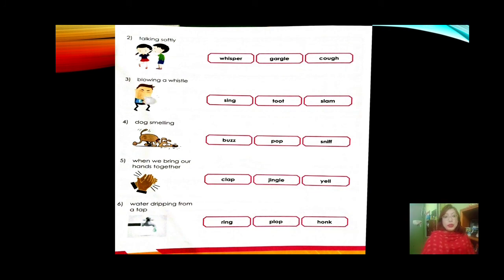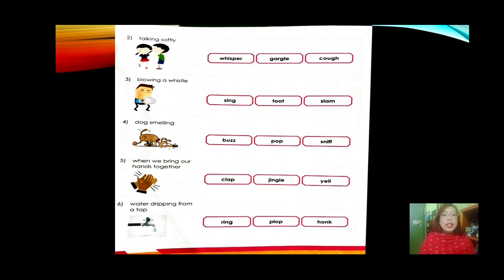Just now I showed you an example of blowing a whistle, right? I have asked you also to identify the sound, so all of you should get it correctly. Blowing a whistle, what sound does it create? Is it toot or slam? It's toot. Very good. What about a dog smelling? I explained it in the example also. Dog smelling: buzz or pop or sniff? It sniffs. It makes a sniffing sound.